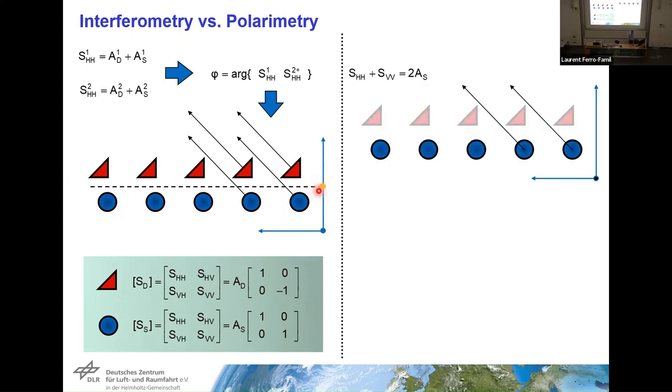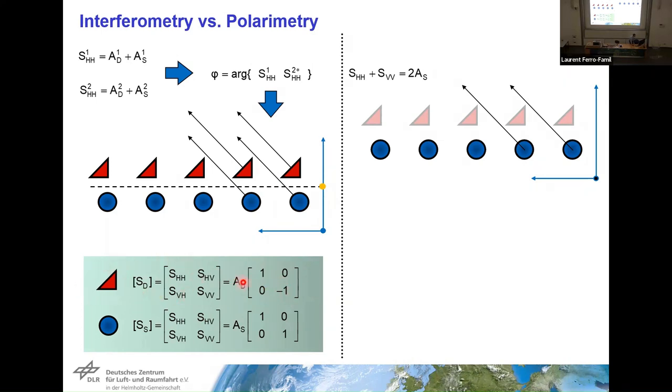And now polarimetry. With polarimetry, it's a bit different. Now you don't have a second image, you have just the first one. You have to consider how these two different types of scatterers, how their scattering is distributed across the different polarimetric channels. So you go into the scattering matrix, the S matrix you have here. In principle, both of them have no contribution in HV, but they have contribution in HH and VV.